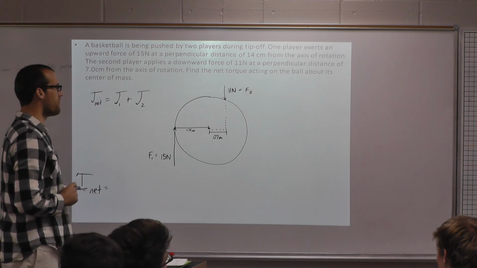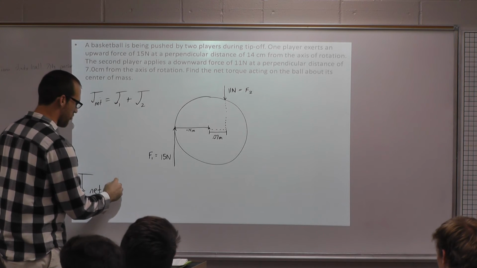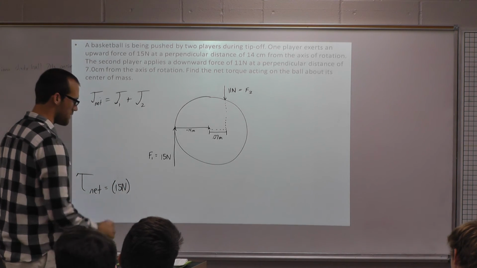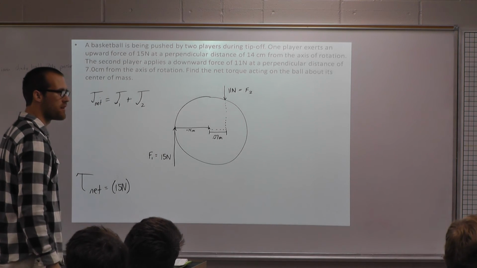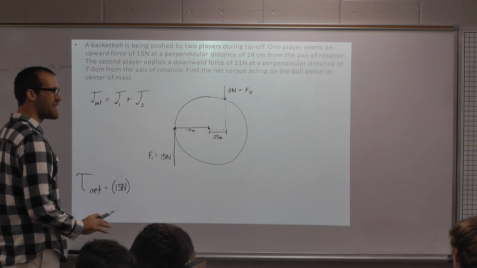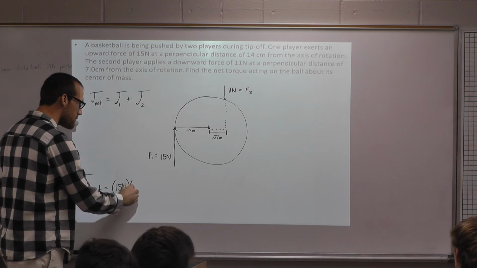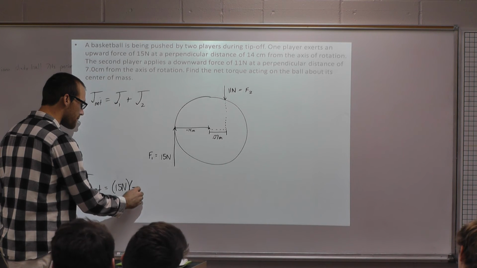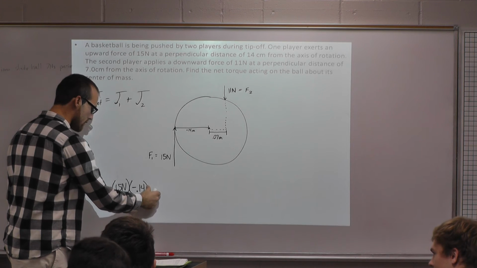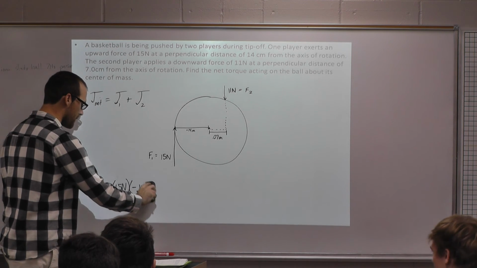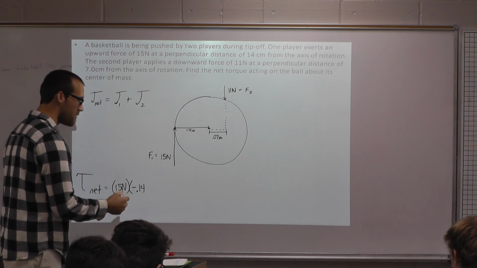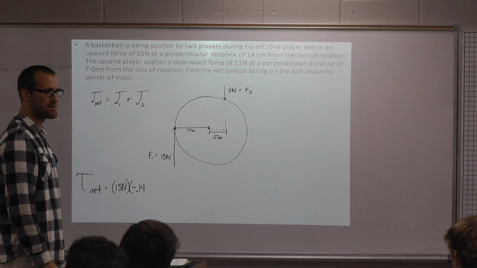Okay, so torque 1 is gonna be your force, which is a positive force. No, it's negative. Upward counterclockwise, the torque is positive. What distance do you add? This would be a negative distance, negative 0.14. Why? Because it's going to the left from center, from your central axis.